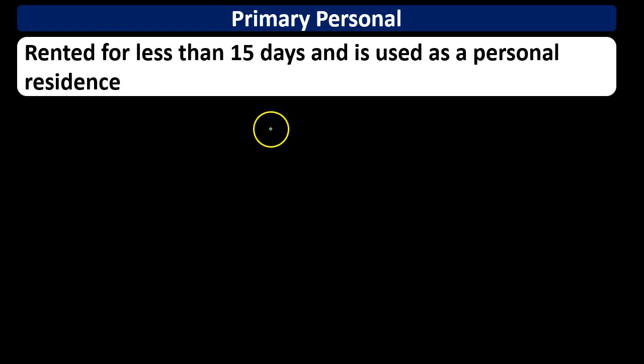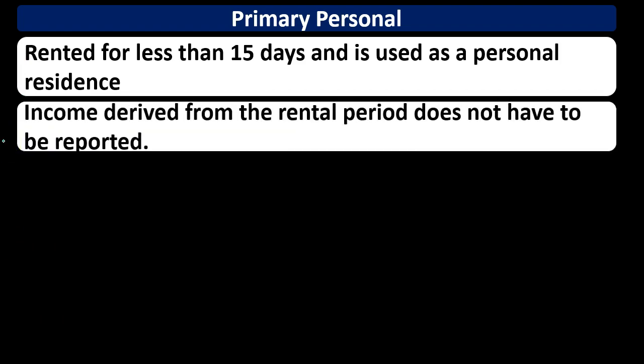Then we have the primary personal. So what is it to have a category of primary personal? Now note, this is probably like the worst category from a tax standpoint. If it's primary personal, then we may not be able to write off many of the expenses. So rented for less than 15 days and is used for personal residence. If that is the case, income derived from the rental period does not have to be reported. So that's going to be kind of nice.